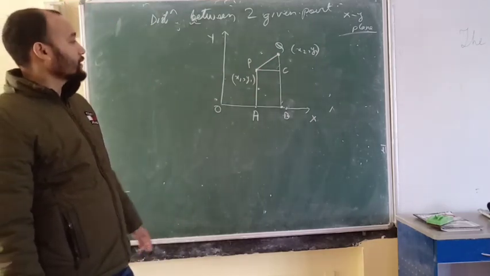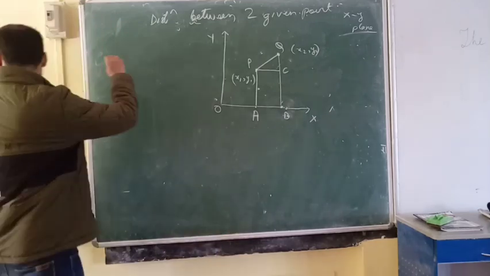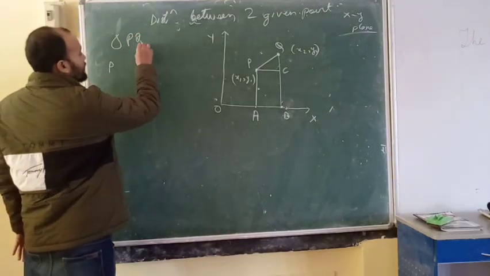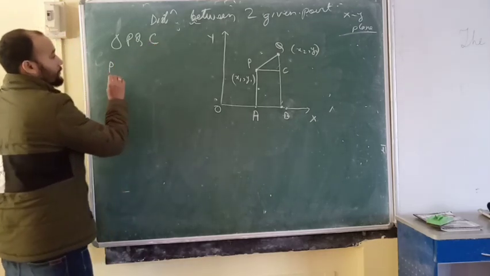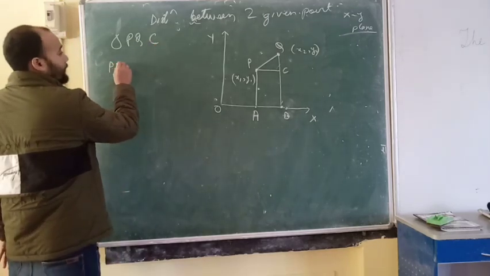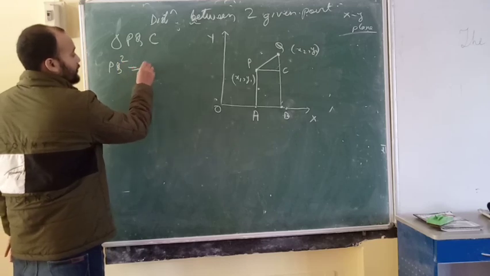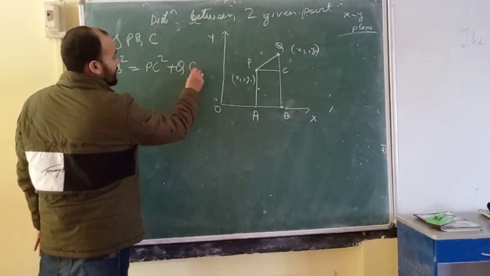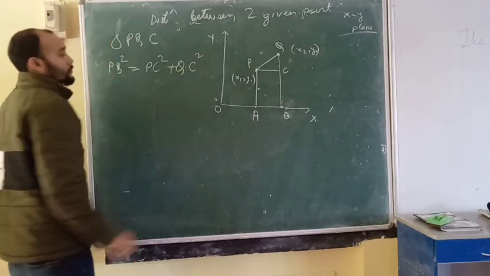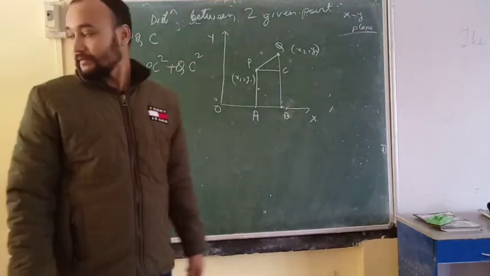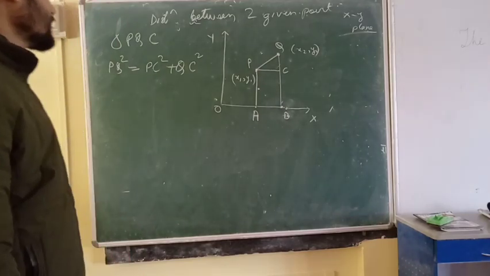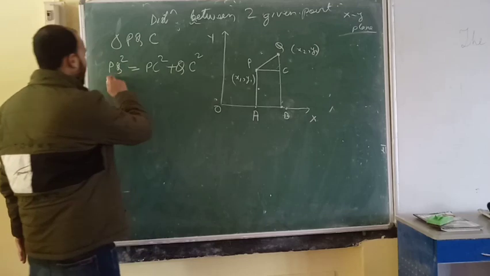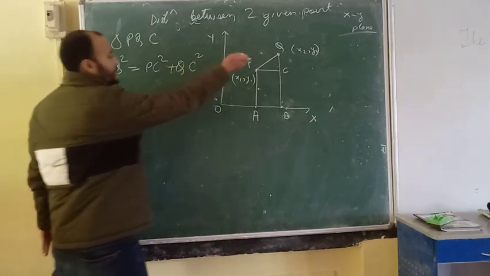Now, since it is a triangle, here is the same concept. In triangle PQC, what can we give? PQ square equal to PC square plus QC square. Now see, what is PQ? That is the required distance.